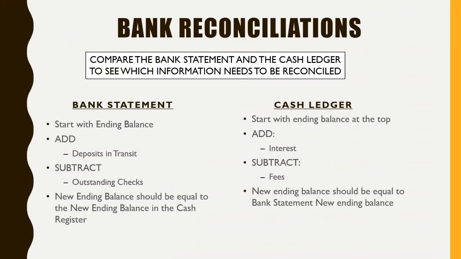So with that being said, here are the things you have to compare when you're doing your bank reconciliation. You need to consider 4 things. From the bank's perspective, you start with the ending balance that appears on your bank statement. You're going to add any deposits that have not cleared yet, and subtract any checks that have not cleared yet. We call those outstanding checks. You've written them, but they haven't cleared yet.